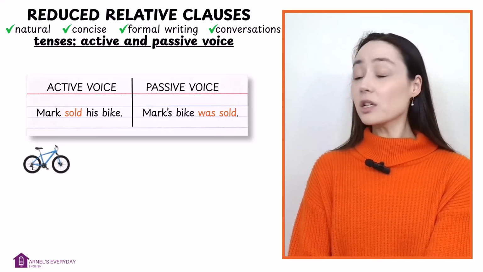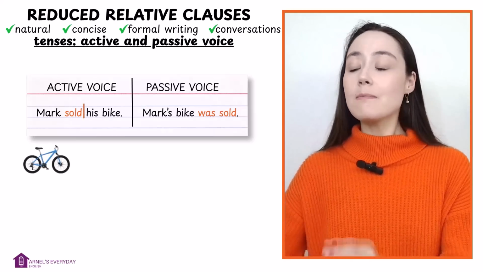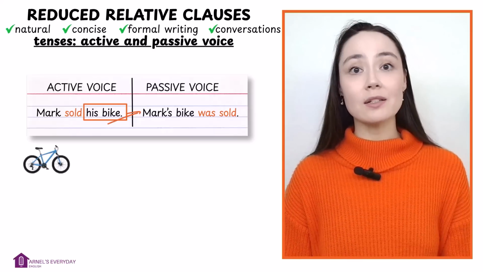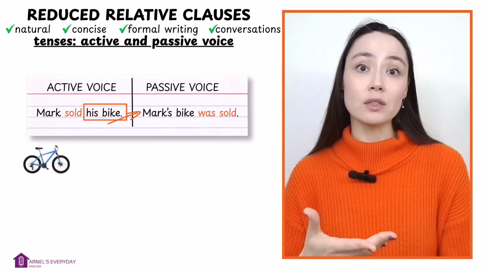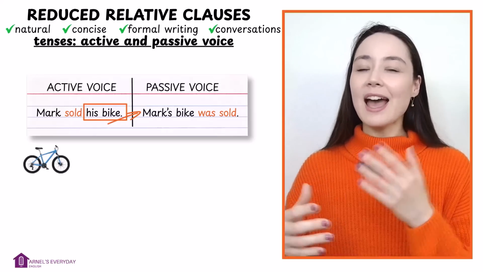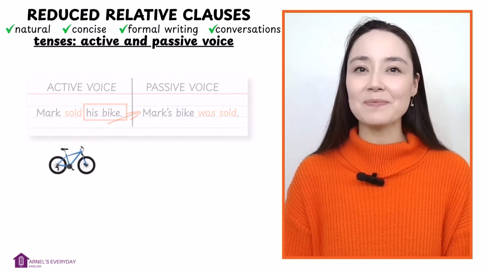To help you out today, here's a mini review of active and passive voice. Active. Mark sold his bike. Make the object your subject, and you have the passive voice. Mark's bike was sold. This is what I mean when I say active, passive voice.